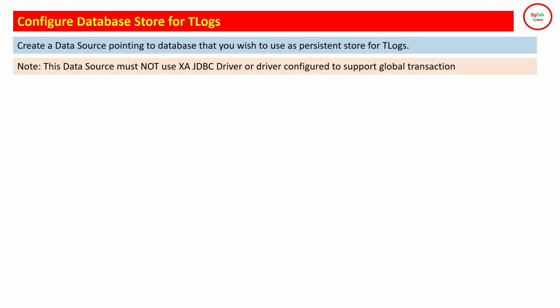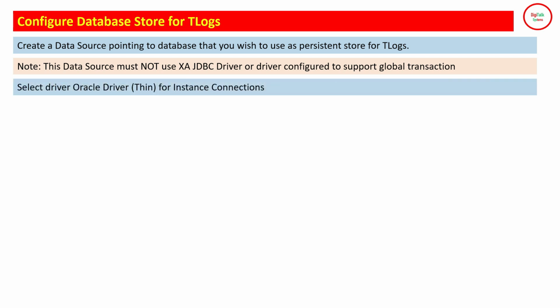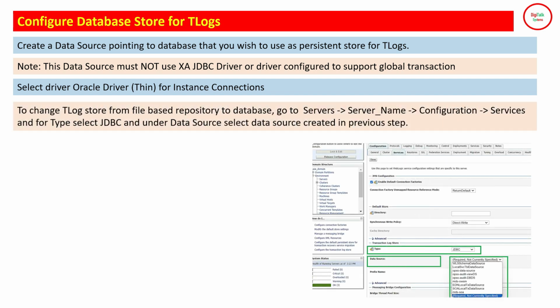Okay, and when you are configuring the data source, make sure you do not use the XA JDBC driver. Then select the driver which is called Oracle driver thin for instance connections. There are a lot of drivers when we configure a data source. We get a lot of different kinds of drivers, right? So in that selection, you have to select the option Oracle driver thin for instance connection. Select this driver.